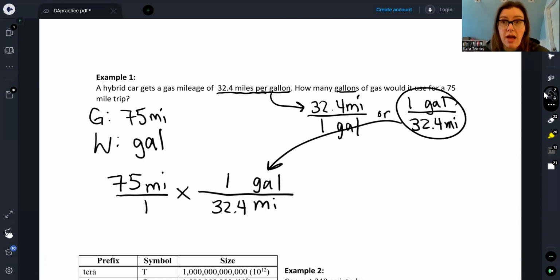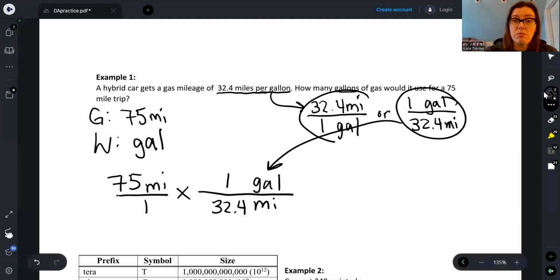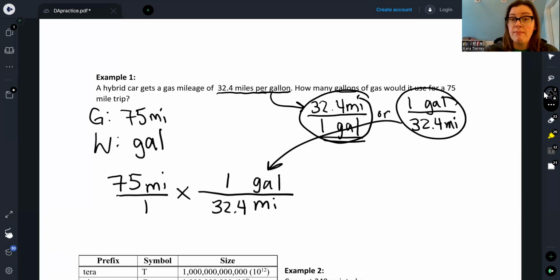Now, as you get better at these, you won't always have to write both versions of the fraction. If we had just written this first one, we see that 1 always goes with gallon. So if my gallon is on top, 1 needs to go with it. My 32.4 is with miles. So if miles is on the bottom, so is 32.4. This is our calculation here.